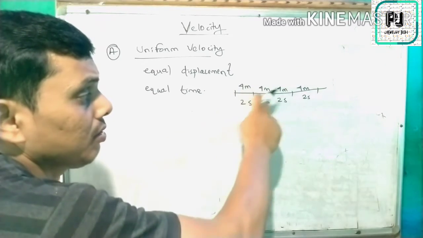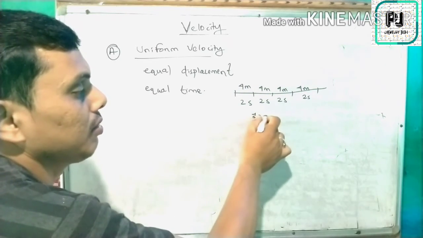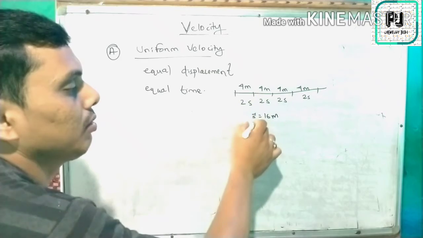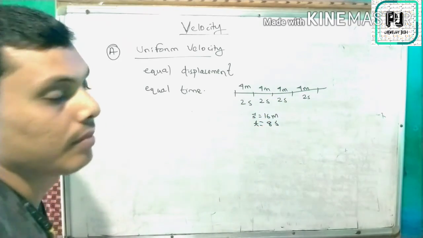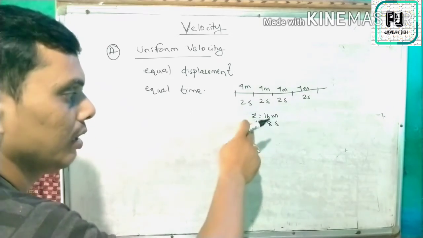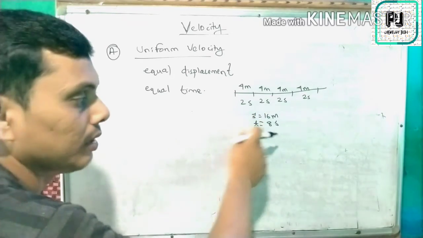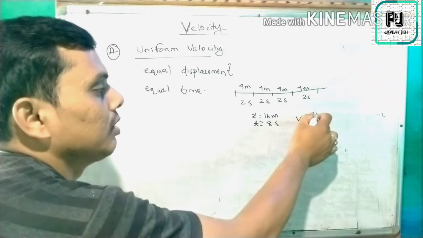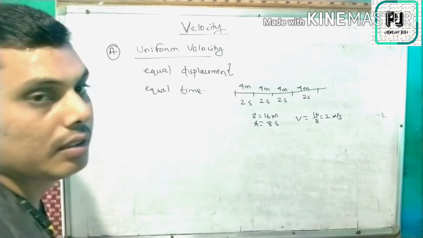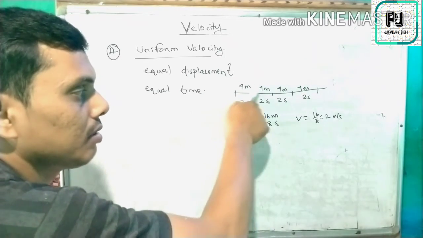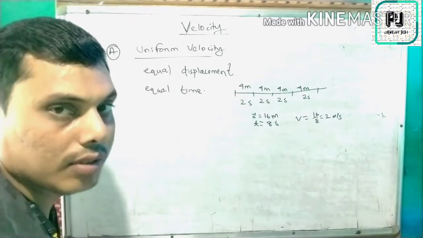That means the total displacement is equal to 16 meters, and the total time is 1, 2, 3, 4, that means 8 seconds. So we get the displacement divided by time. That is, the velocity is equal to 16 divided by 8, that is 2 meter per second. This type of equal displacement in equal interval of time is called the uniform velocity.